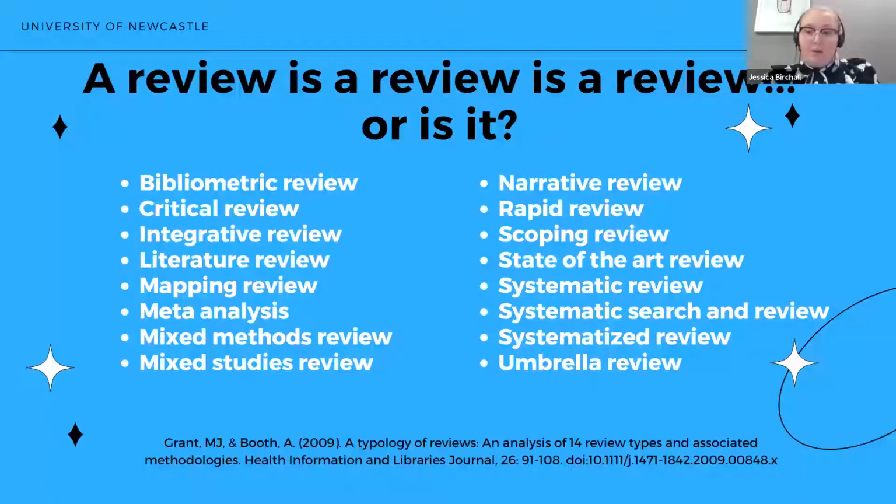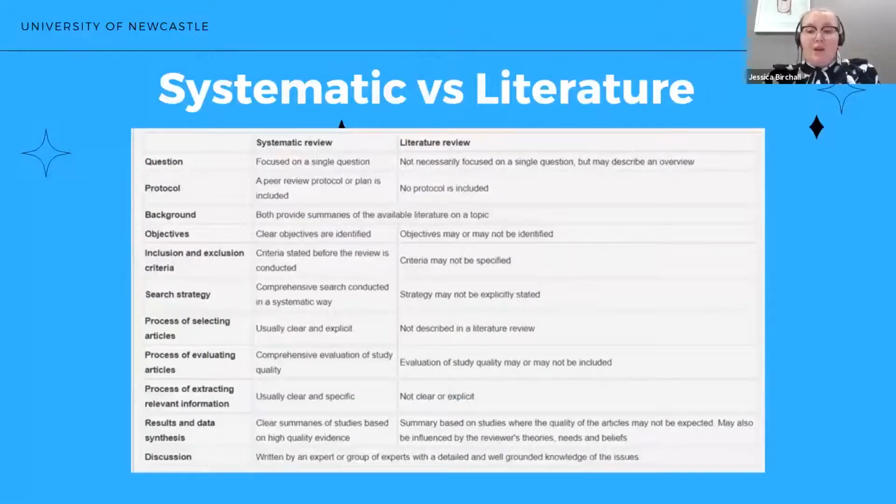In a previous webinar, we've talked about literature review. So I just thought I'd do a comparison between the two so you could see what a systematic review is and isn't. This table is available on the Systematic Review LibGuide that's on the library page, and it just takes you through the difference between a systematic review and a literature review.